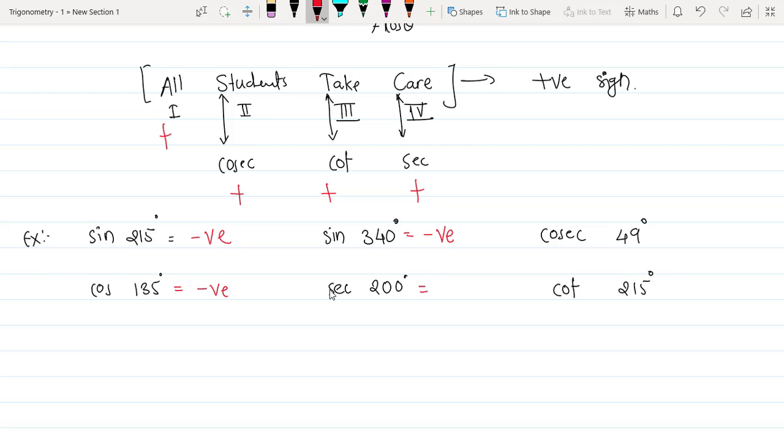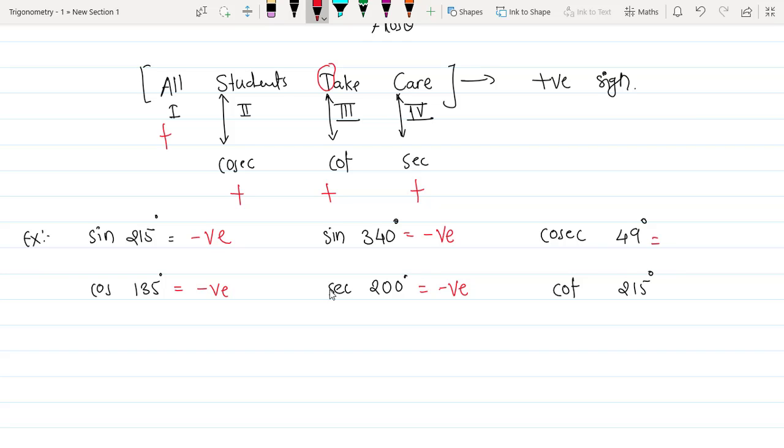What about next? Sec of 200. 200 lies in which quadrant? Third. Again the third quadrant, and in the third quadrant we have sec. What is the sign of the sec then? In the third quadrant only tan is positive, all students take, meaning tan is positive, but we have sec. So what sign should I give? Negative, minus sign. Good.